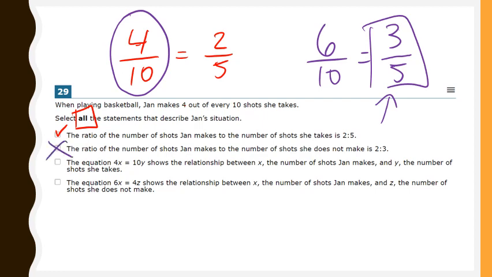So this is not a correct statement. The equation 4x equals 10y shows a relationship between x, the number of shots she makes, and y, the number of shots she takes. That is definitely going to be true because it's the same ratio that we're using. So we see 4 and 10 there.